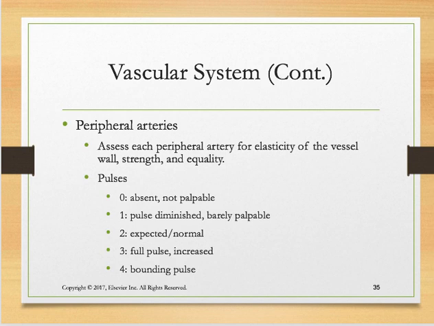And we use a scale of 0 to 4. 0 being you can't palpate it at all. And sometimes then you have to actually get an ultrasound and what we call Doppler for it, and you'll be able to do that in lab. 1 is you can't really feel it very much. 2 is normal. 3 is bounding, it's increased, and then 4, it's bounding. Why would someone have a bounding pulse? They have fluid overload, right?